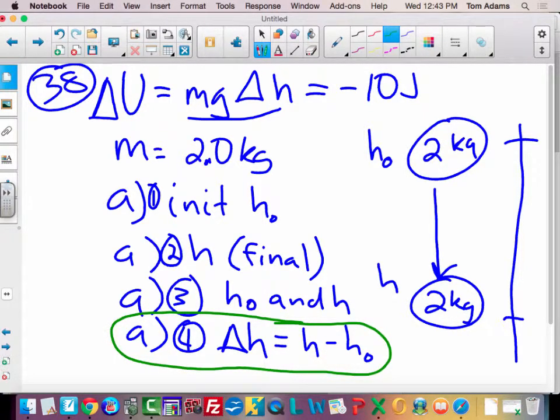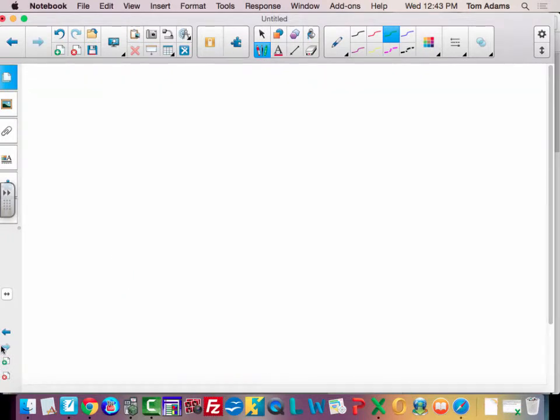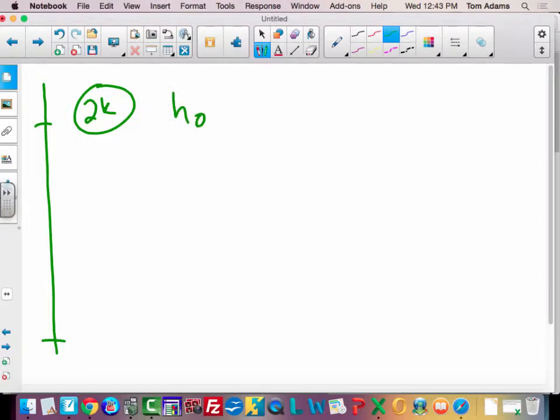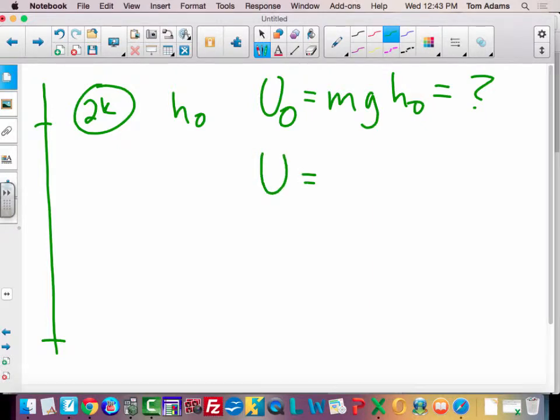Okay? So let me draw a picture just to help you out. If I have this object here, 2 kilograms, and we'll do the answer in a second, and think of this as a very tall building. This height right here is h naught. Now, I could calculate the original potential energy as the mass times the acceleration due to gravity times h naught. That will be some number. I don't know what that number is. I could take the final potential energy, which is mg times the final position, but based on the information they've given me, I don't know what that is.